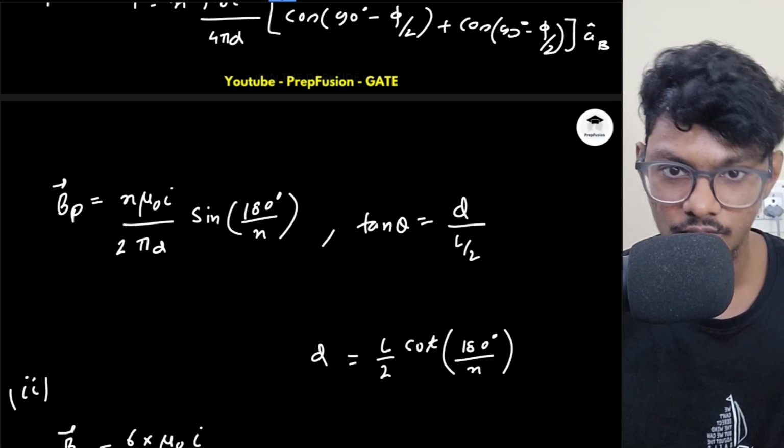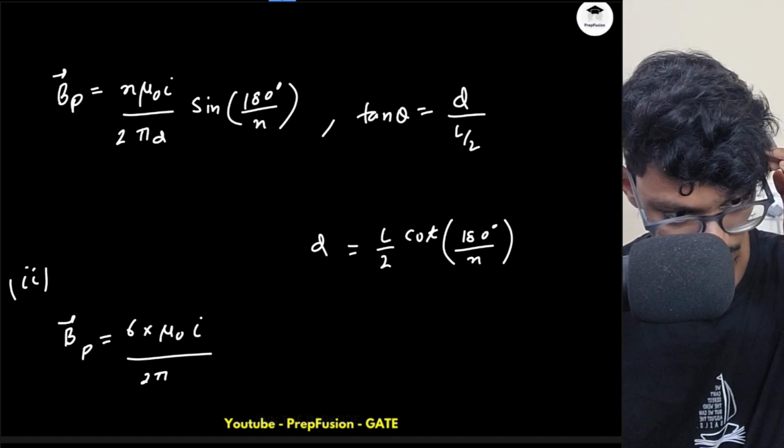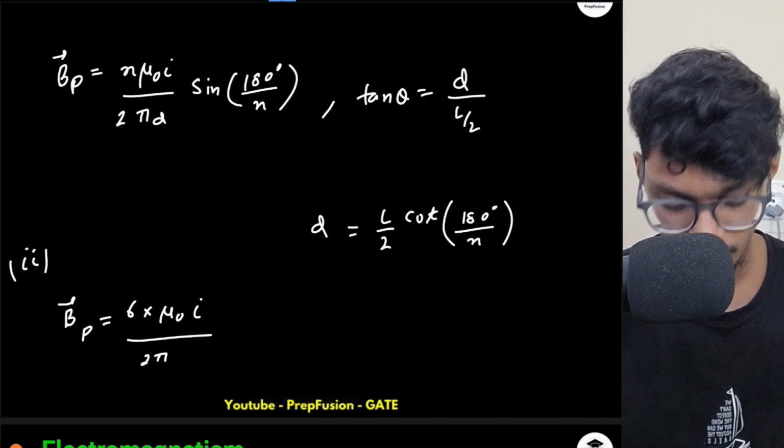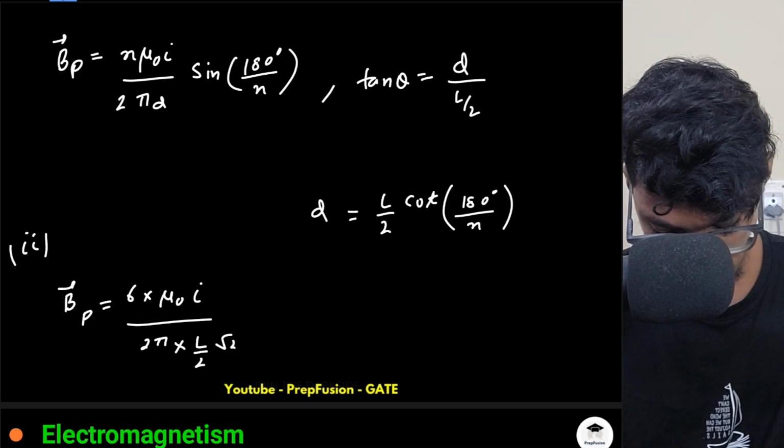Okay, what is cot 30? Cot 30 is 1 by root 3, right? Cot 30 is root 3. Cot 30 is root 3. So this will be into L by 2 root 3.